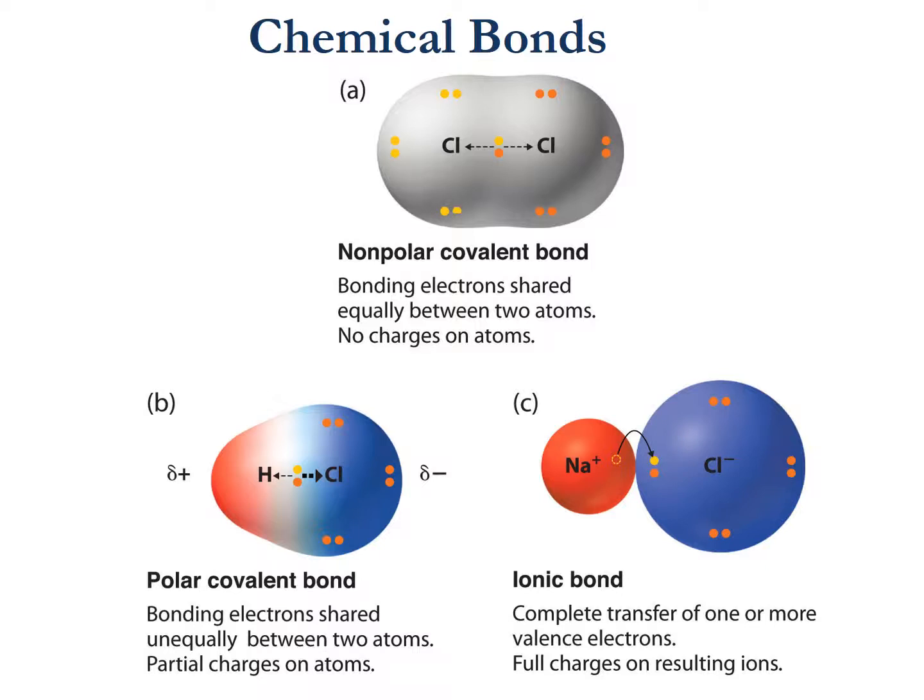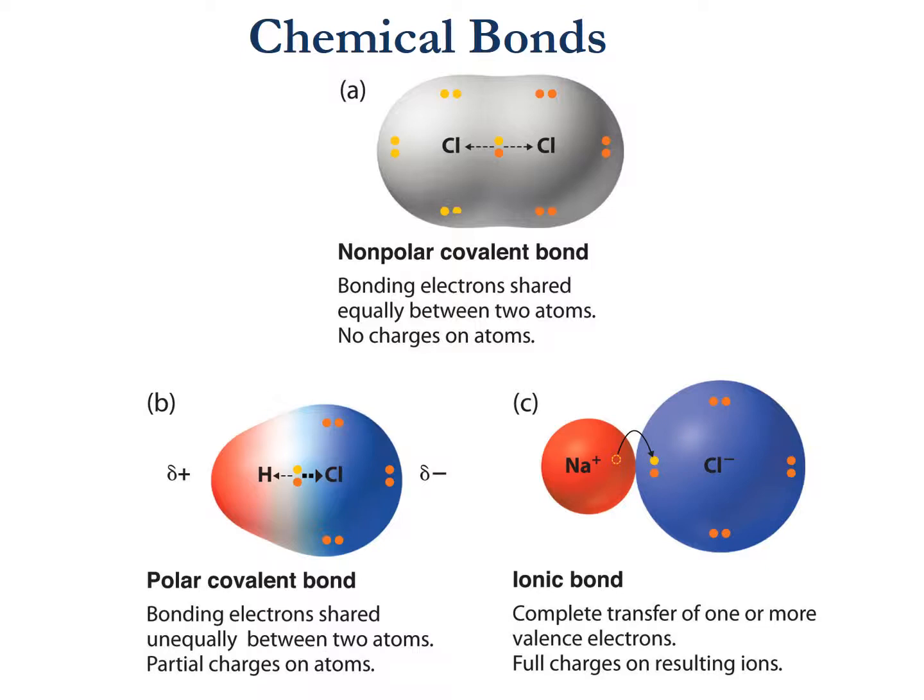In a polar covalent bond, the bonding between electrons shared is unequal between the two atoms. So there are partial charges on both atoms. In this case, hydrogen is going to have a positive end, whereas chloride has the negative end. So it's going to create a different charge on one end. Covalent bonds are shared electrons. That's the key thing to remember here. Covalent equals shared. They share the electrons equally.